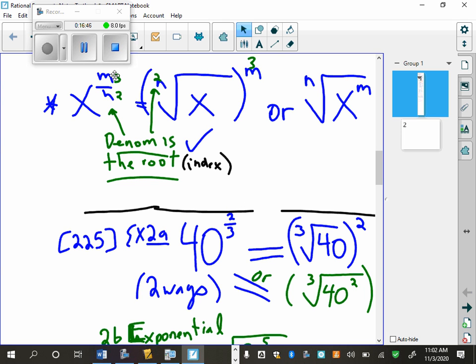Okay, so write the blue stuff down. And let's talk about 2 different ways to write it. I'm going to use one way 99% of the time because it's easier and you deal with smaller numbers.